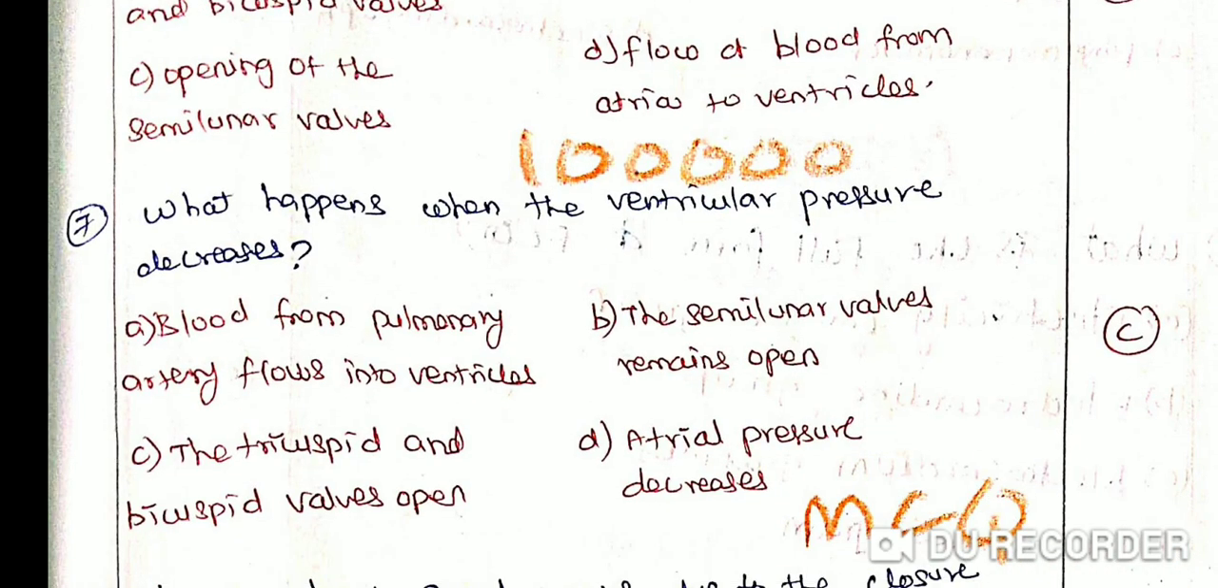What happens when the ventricular pressure decreases? Option A, blood from pulmonary artery flows into the ventricle. Option B, semilunar valves remain open. Option C, tricuspid and bicuspid valves open. Option D, atrial pressure decreases. The correct answer is option C, the tricuspid and bicuspid valves open. The ventricular pressure decreases during the ventricular diastole, or when the ventricle relaxes. The tricuspid and bicuspid valves open to allow blood to flow from the atria to the ventricles.